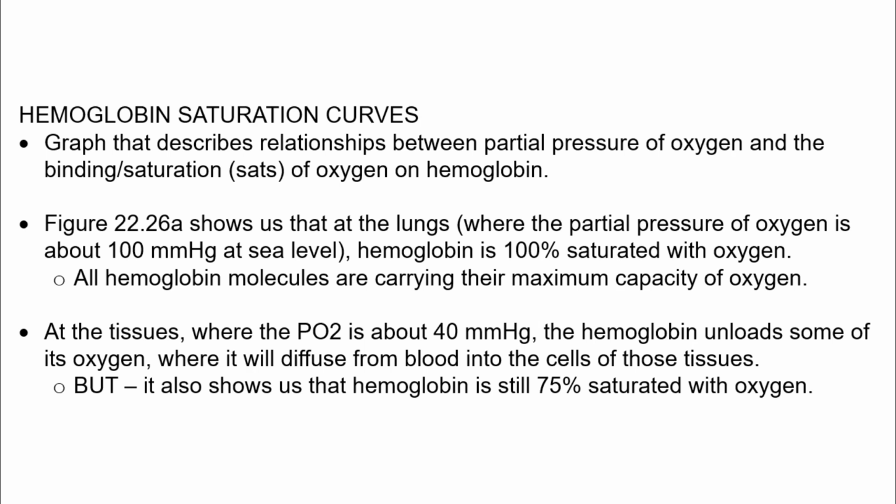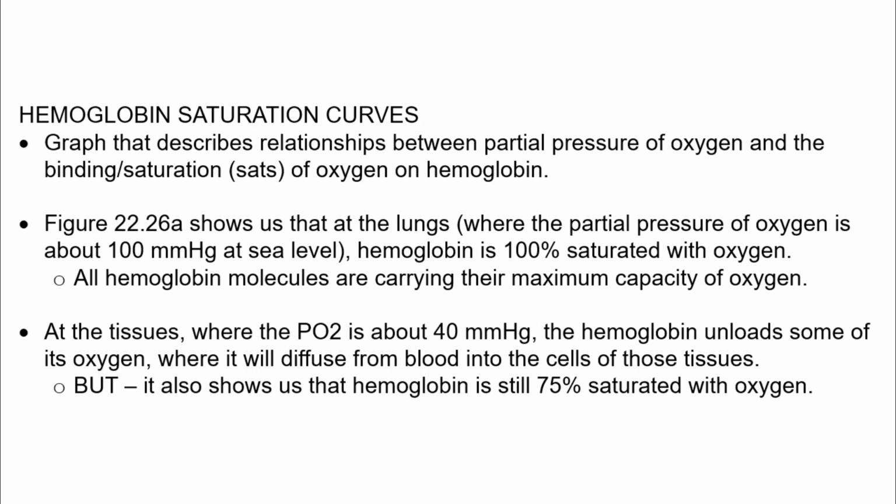Figure 22.26a shows us that the hemoglobin in the alveolar capillaries, where the partial pressure of oxygen in the alveoli is about 100 millimeters of mercury at sea level, is 100% saturated with oxygen, meaning that every single hemoglobin molecule is carrying its maximum of 4 molecules of oxygen. This is the maximum capacity of each hemoglobin molecule.